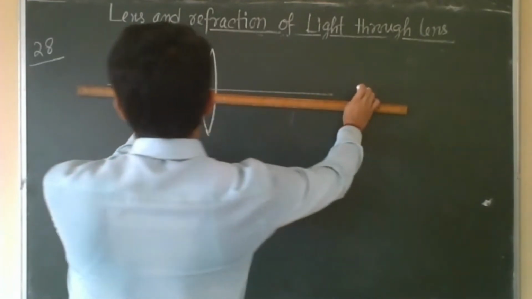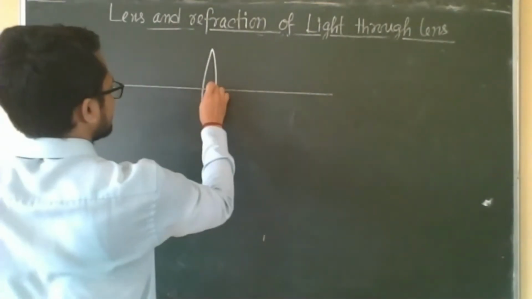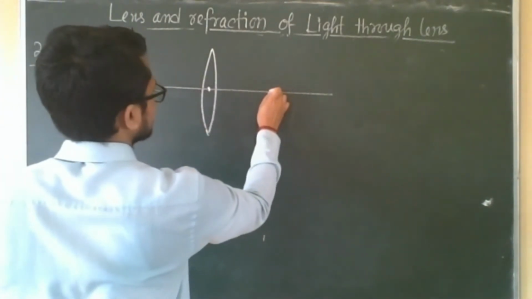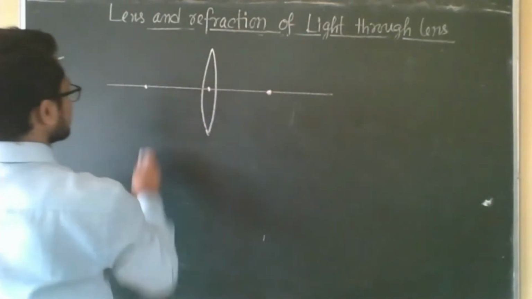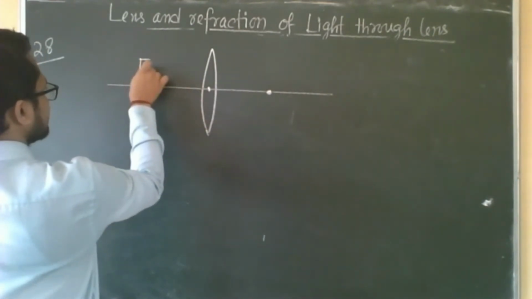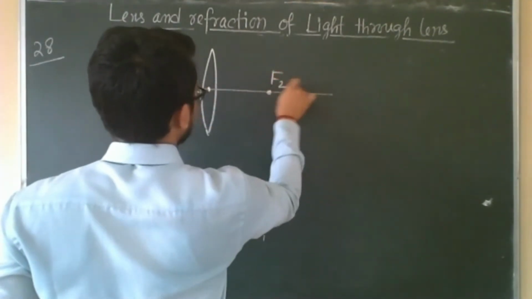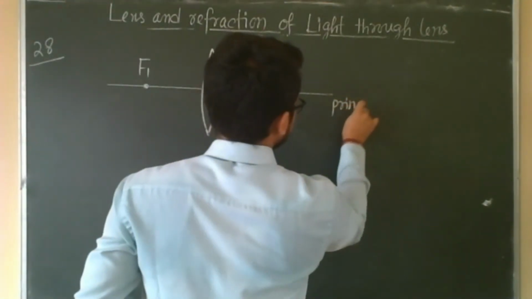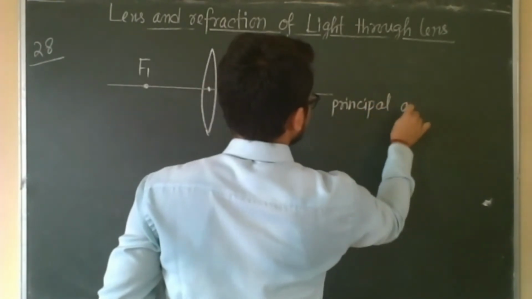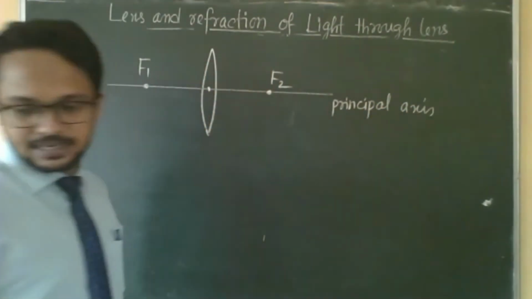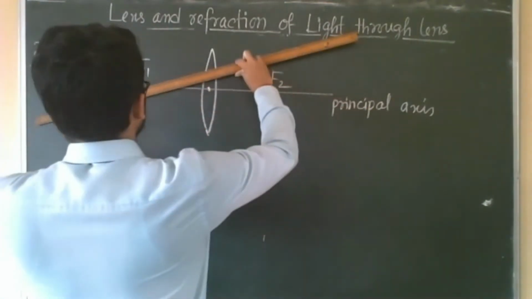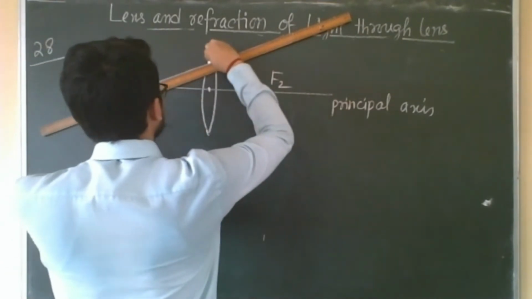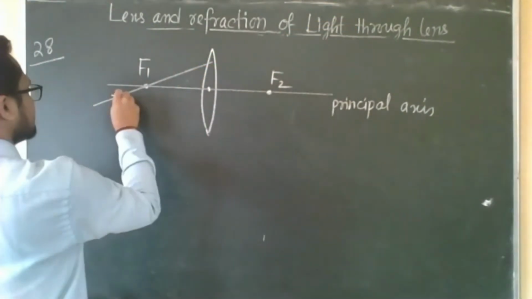This is the principal axis. At the same distance, we will take 2 points. Use your scale and put 2 points at the same distance. So this is F1, we know, and this is F2. This is the optical center, and this is the principal axis. And light is incident here through the first focus.